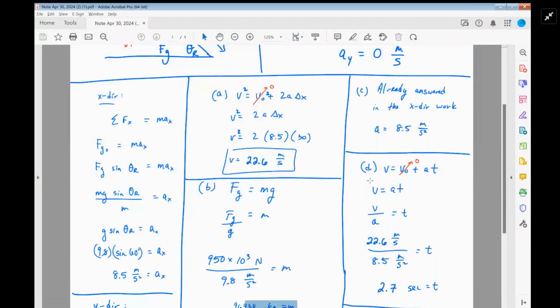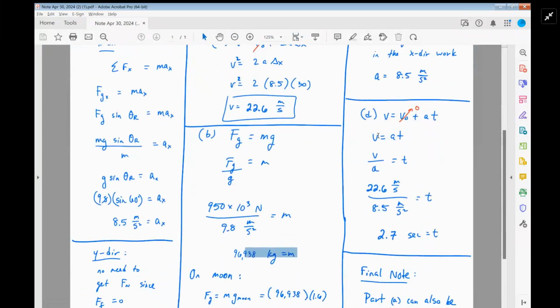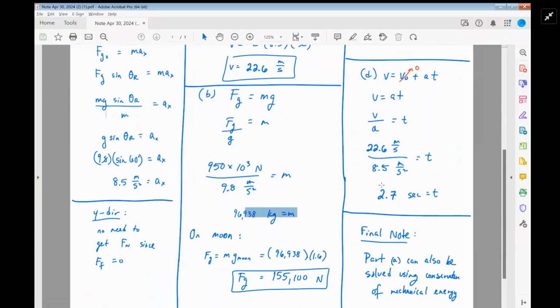Last but not least, we're trying to find the time it takes to slide down the ramp. Well, we have the final velocity of 22.6. Initial velocity is 0. Acceleration is 8.5. So if I drop off initial velocity, I get this line here, and then I divide by A, I get V over A. So 22.6 over 8.5 is going to be around 3, or 2.7 seconds to slide down the ramp.